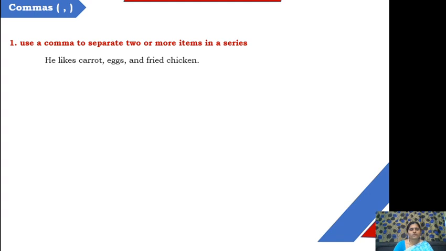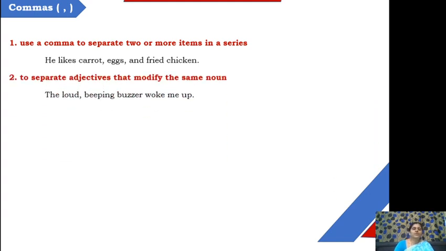He likes carrot, eggs, and fried chicken. So there are many items in the sentence. So we just try to separate them using commas. To separate adjectives that modify the same noun: if more than one adjective is used to modify the same noun, then to show separation, we use these commas.